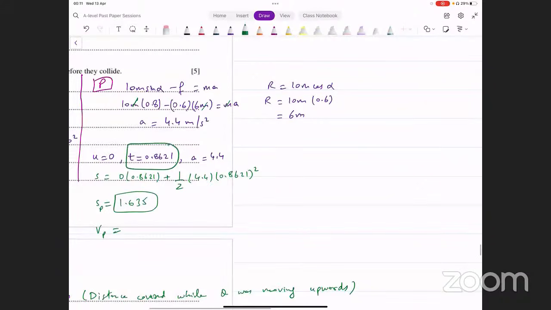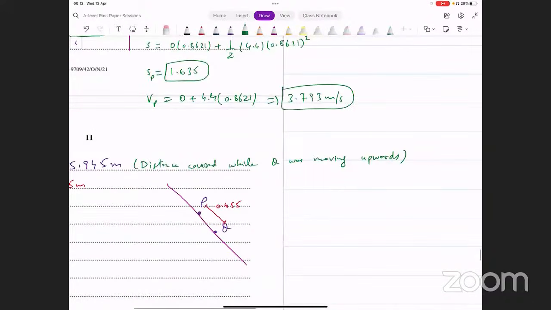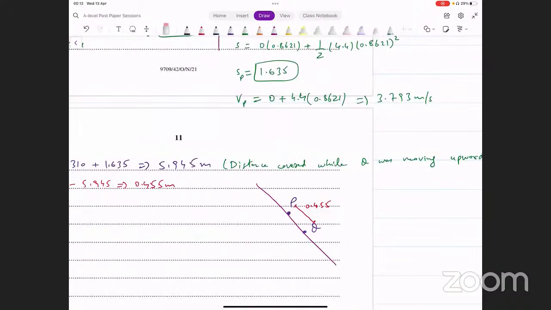हम यहीं पे इसको add कर लेते हैं. इतने time के अंदर उसकी velocity कितनी थी? Let's figure that out. That's going to be u, which was 0, plus a, that's 4.4, into 0.8621. What does that give us? That gives us 4.4 into 0.8621, that is 3.793. Yeah, 3.793. This is the velocity that P had at the point Q started moving downwards. इस point के ऊपर P की velocity कितनी है?